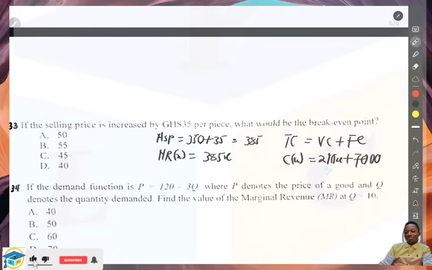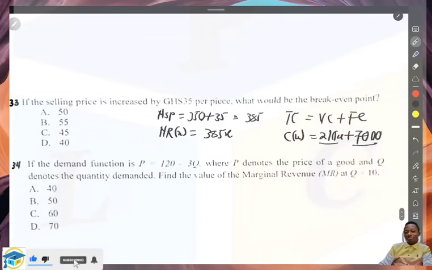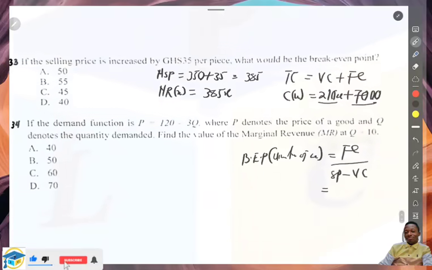So in effect, we know the variable cost per each item of x is 210, and the fixed cost is 7,000, right? So if that is the case, therefore we will say that our break-even point in units, that's what we are asked to find, in units of x, should be equal to our fixed cost divided by our selling price minus our variable cost per unit, right?